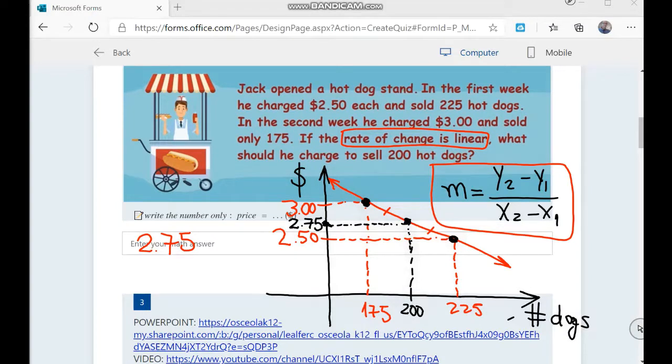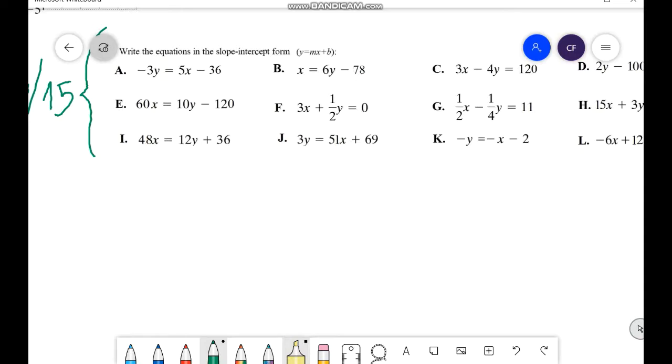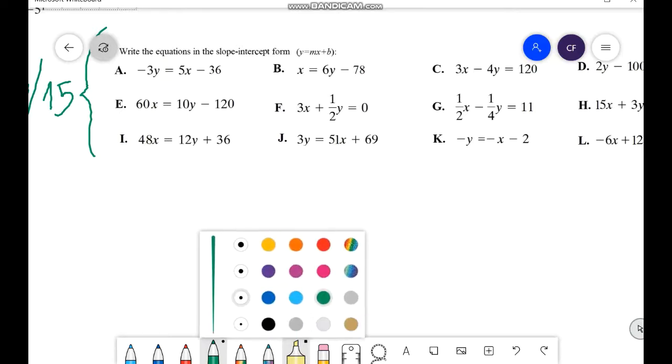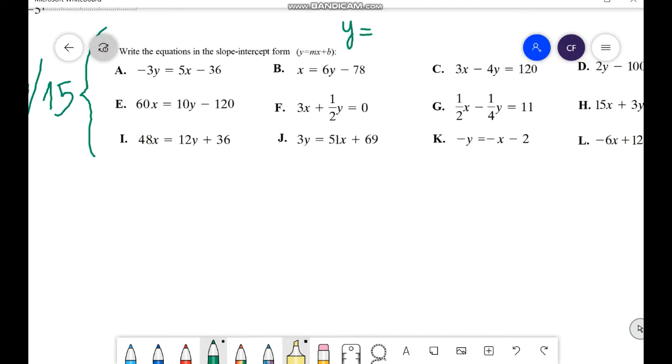For the bell work, if you check the graph, you're going to realize that for 200 hot dogs, the price is going to be 2.75, but you can also calculate using the slope formula. The answer is going to be the same: $2.75. What you need to do on the quiz is write the equations in slope-intercept form. And we remember that the slope-intercept form is y equals mx plus b. This is the slope-intercept form, right?